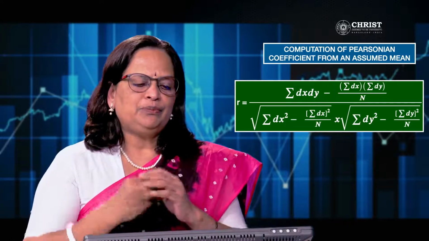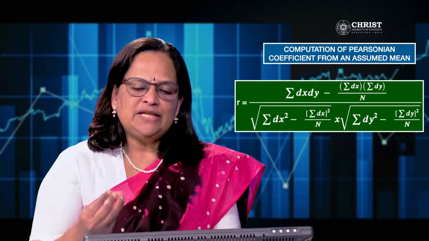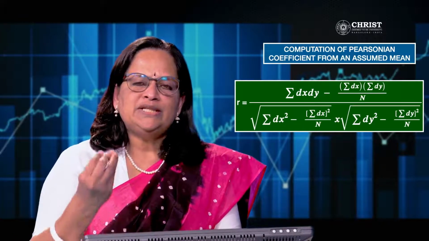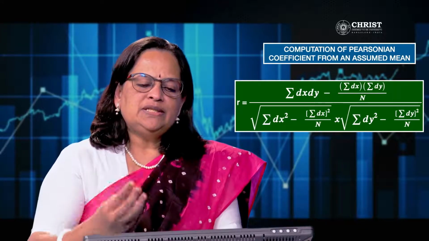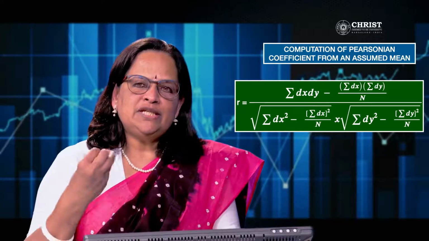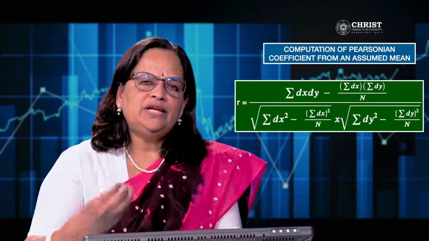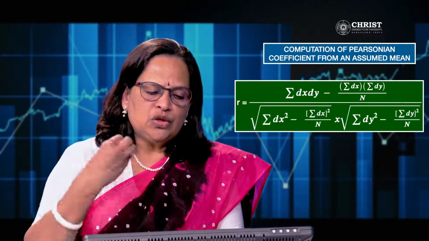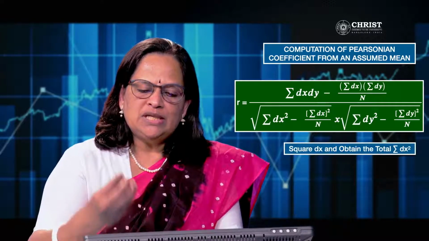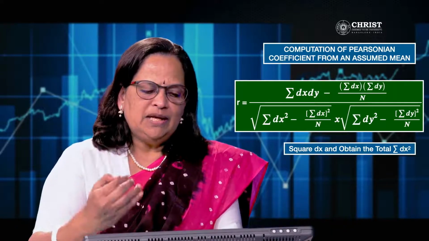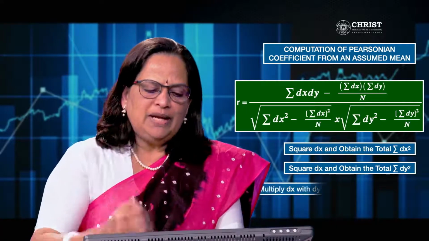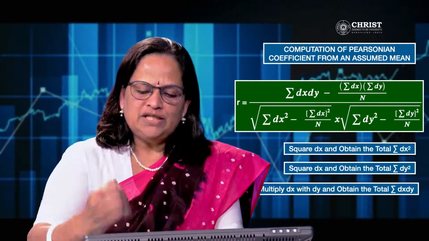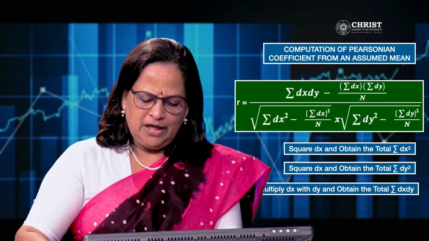Take deviations of x series from an assumed mean and denote it as dx. You will remember that. Similarly, take deviations of y series from an assumed mean and denote the deviations as dy. Now square dx and obtain the total sigma dx squared. Similarly, square dy and obtain sigma dy squared. Multiply dx with dy and obtain sigma dx dy and apply the equation.